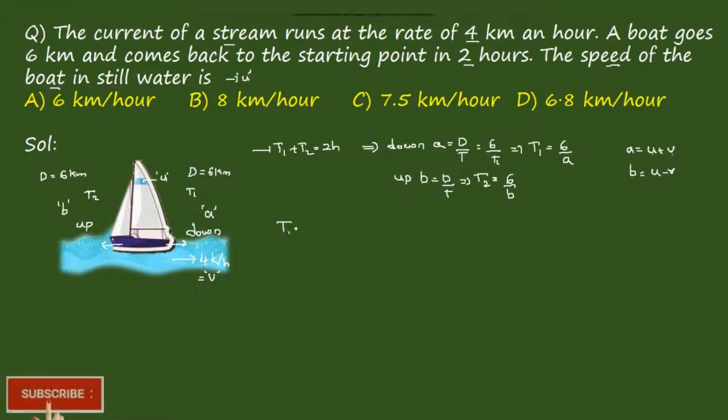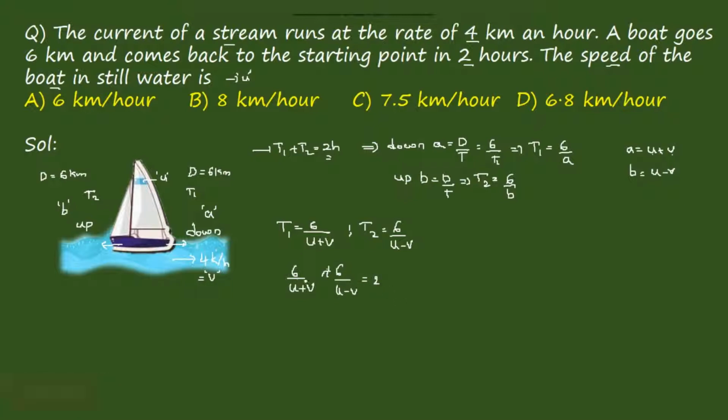Then we get t1 is equal to 6 by u plus v, and t2 is equal to 6 by u minus v. Right? We can substitute these particular equations in here. Then we get 6 by u plus v plus 6 by u minus v is equal to 2, right? 2 and it becomes a 3, right? It becomes 3. If it comes here, it becomes 1 by 3.